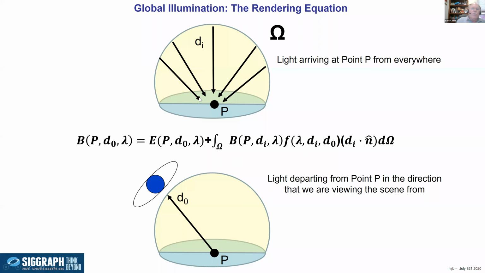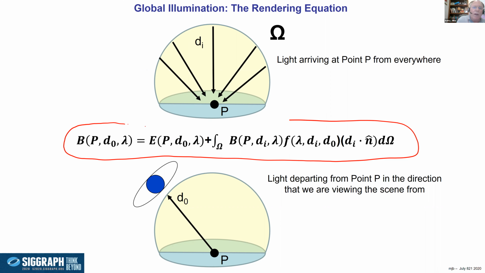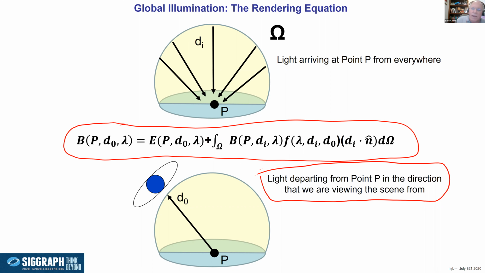Now, if we really want to do this better, we want to go back to something called the lighting equation. And here is the lighting equation. And you think, oh my gosh, will this be on the final? No, it will not. However, what will be on the final is this. And this is really what the lighting equation is saying.